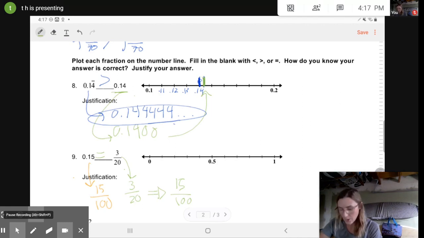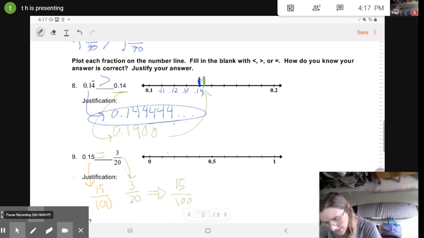So if I'm going to plot this point, well, 15 over 100, 10 over 100 would be 0.1, which would be right here. And 20 over 100 would be 0.2, which would be right here. So 15 over 100 is right smack in the middle.